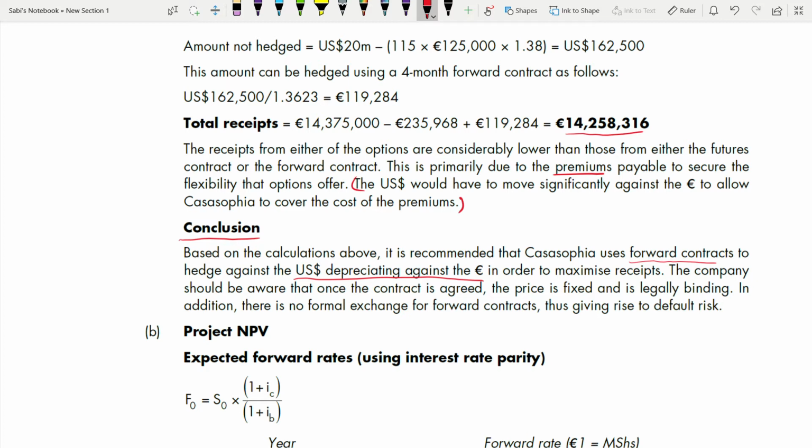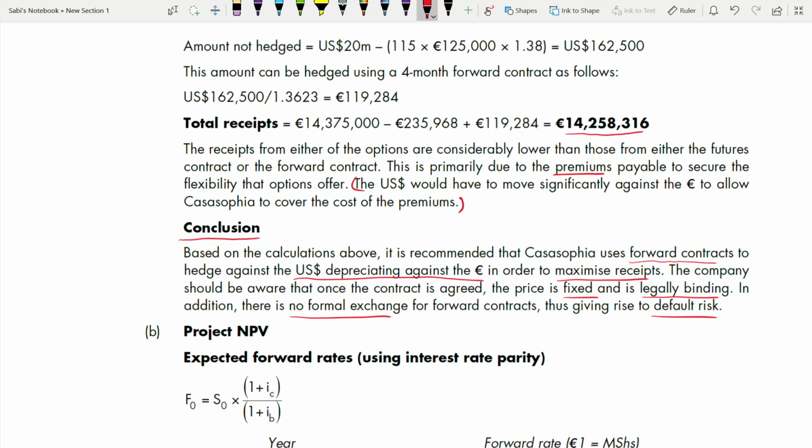Okay. So use depreciation against the euro in order to maximize the receipt. The company should be aware that once the contract is agreed, the price is fixed and legally binding. This you need to write for forward, right? In addition, there's no formal exchange for forward, thus giving rise to default risk. You need to talk about disadvantages as well, even if you're saying forward. So there's no formal exchange, giving rise to default risk.